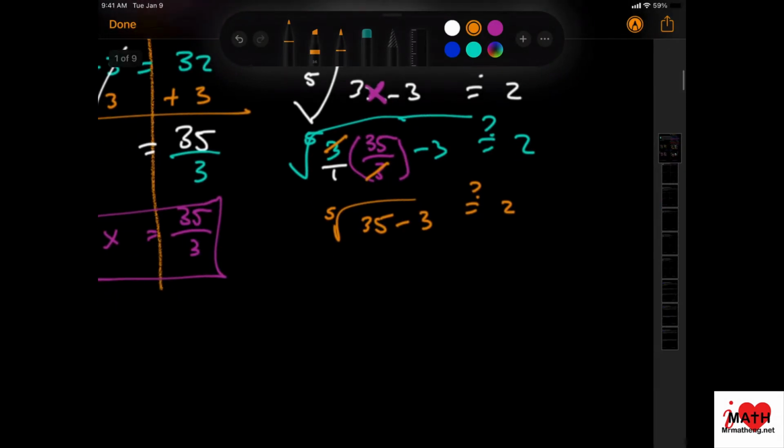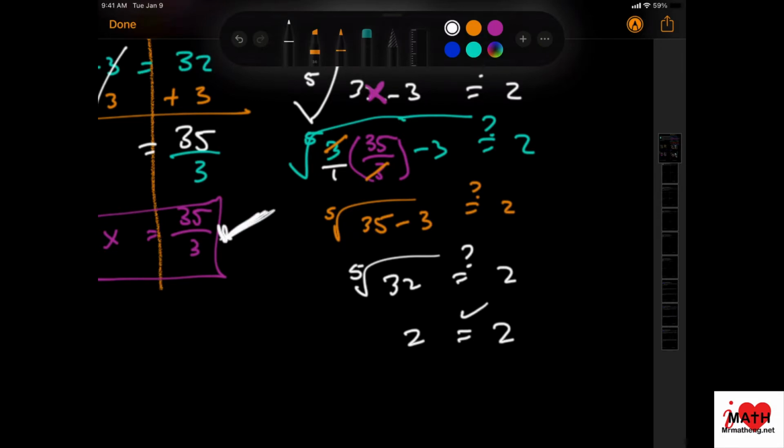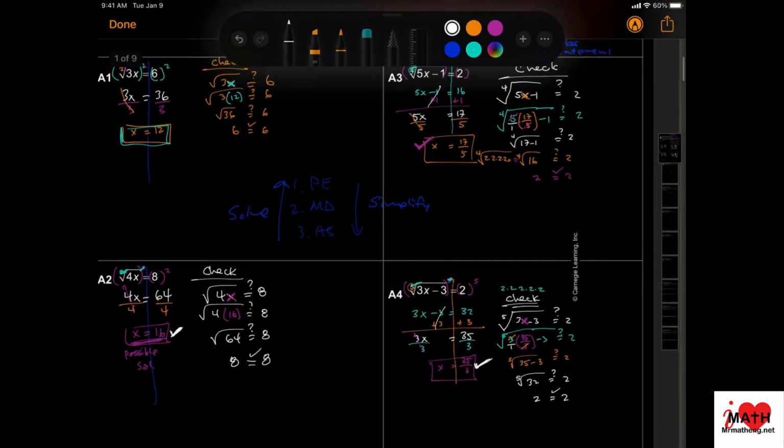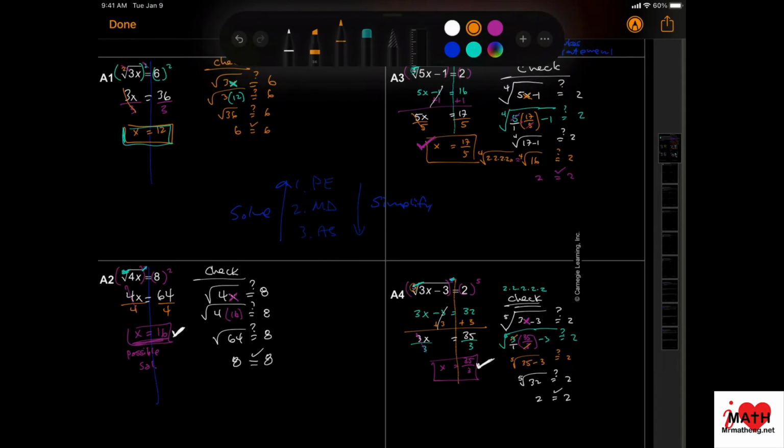And we're just simplifying here. So I have 35 minus 3 is 32. And 5 identical numbers that multiply to be 32 is 2. So 2 is equal to 2, which means that 35 over 3 is a solution. Remember, you must check your answer. All right, for A5, I'm going to go ahead and copy my little special chart from over here.